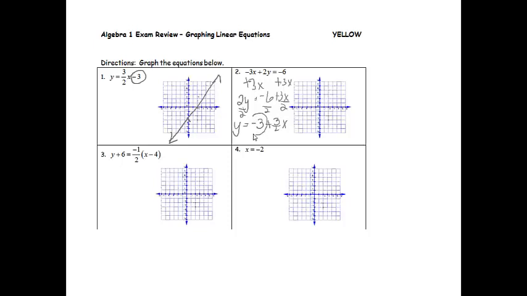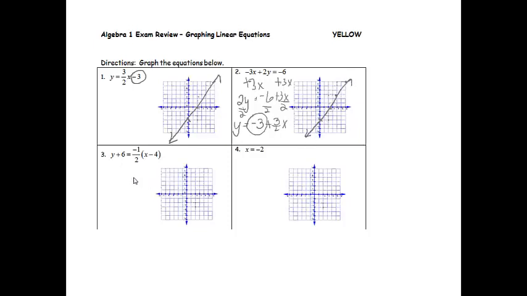And again, we start with the number without the x, so I'll start down at negative 3. And then from there, I'm going to go up 3 over 2. So up 3 over 2, up 3 over 2. And actually, it looks like that one turned out to be pretty much the same as number 1.